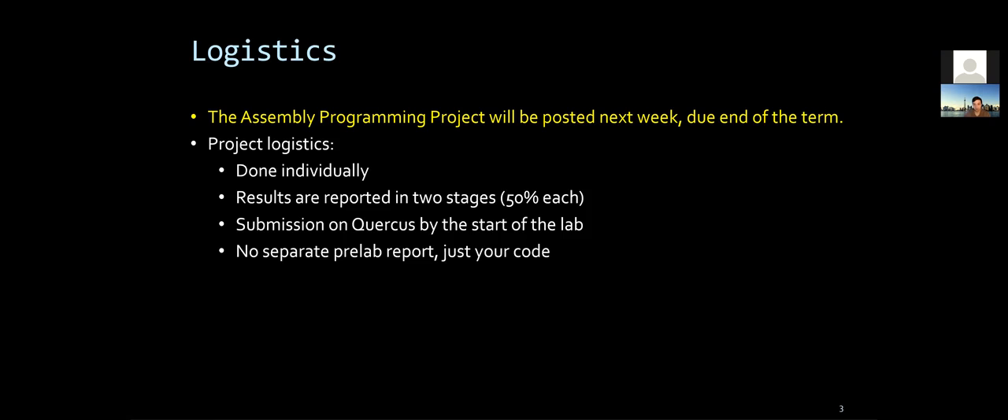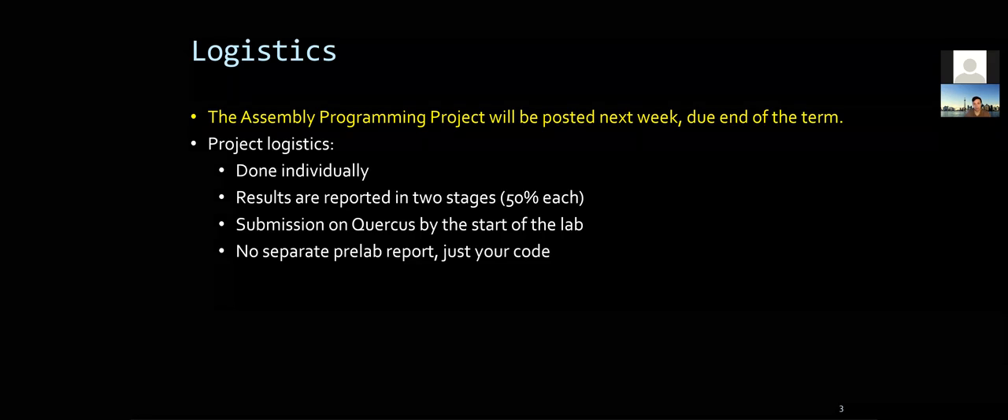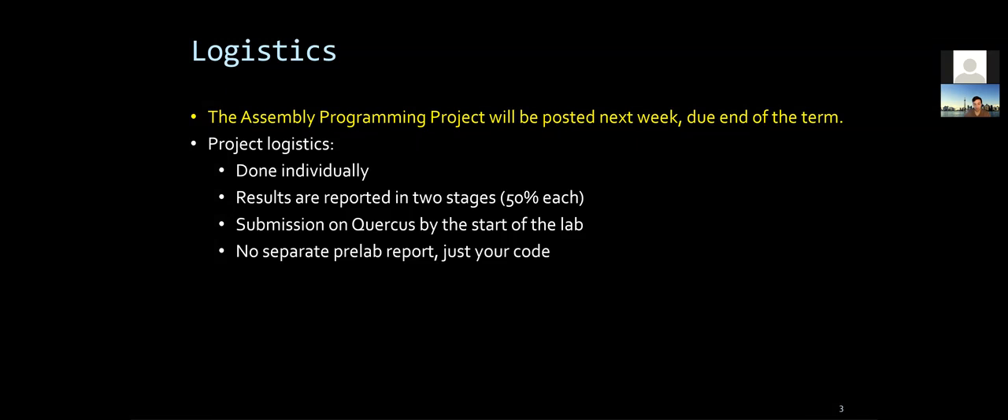Another important thing I want to outline is that the code working alone doesn't guarantee anything. You would need to come and explain how you built your code, and why certain things were designed a certain way. If you do it yourself, it's usually not a problem to explain how you did it, but be ready, because without that, your grade might be very low. Submission will be as usual on Quarkus by the start of the lab, and there's no separate pre-lab report, just your code for the assembly project.